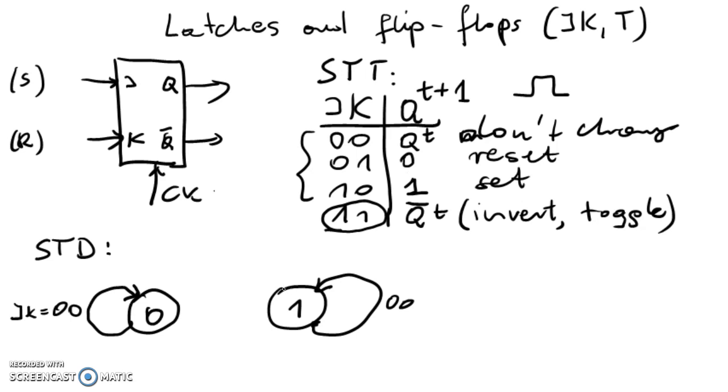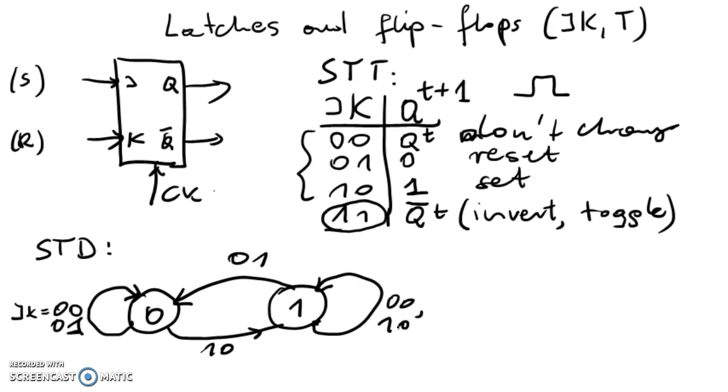Second row, reset. Independently of what state you are in, the next will be 0. So if you are in 1, the next will be 0, and if you are in 0, nothing will change. You stay with the same state. The third row, set. Set means 1 on the memory output. So if you are in state 0, you go to state 1. If you are already in 1, you stay in the same state.